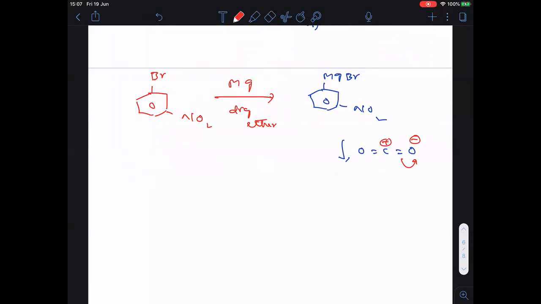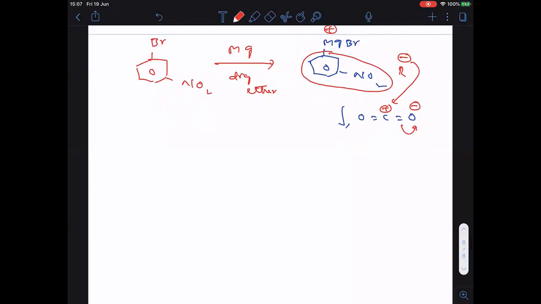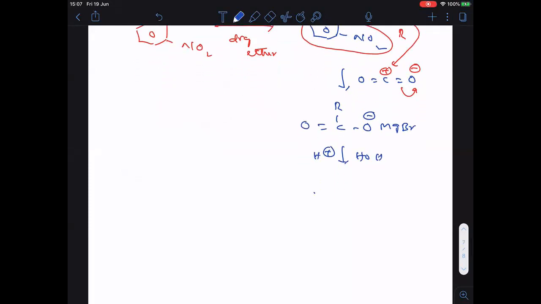To make it easy, let us think this is R. Clear? So in Grignard, just now I told you R will carry negative charge, MgX will carry positive charge. So this R attacks here. Let us think that is R. I hope you are able to understand. Then what happened here? O double bonded C, then here R, and here O minus MgBr. Which on hydrolysis in acidic medium, you will get RCOOH.